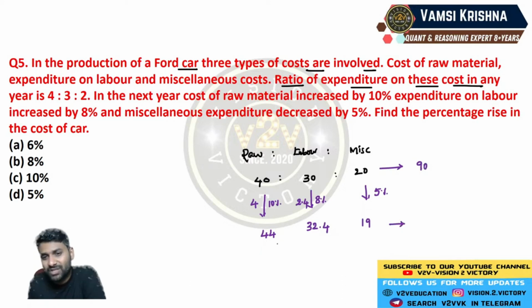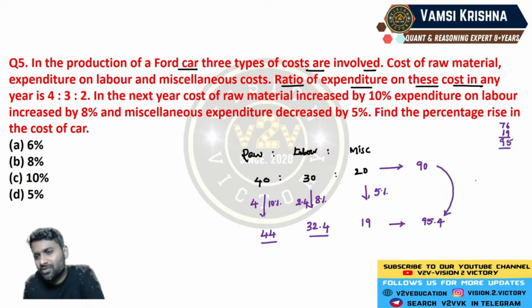What is the new expenditure here? 44 plus 32.4 is 76.4. So 76.4 plus 19 is exactly equal to 95.4. Now here the total value becomes 95.4. Here is the question: how much percentage rise in the cost of the car? So it increases by 5.4 units from 90. Now you already know that you should multiply by 100. Why? Because we need that information in terms of percentage. See, just cancel the zeros and decimals. So it is exactly equal to 6%.